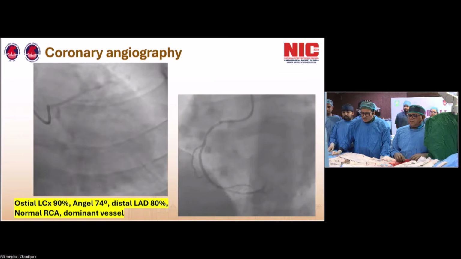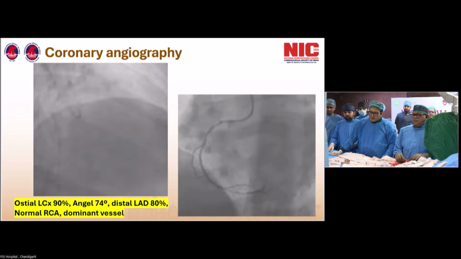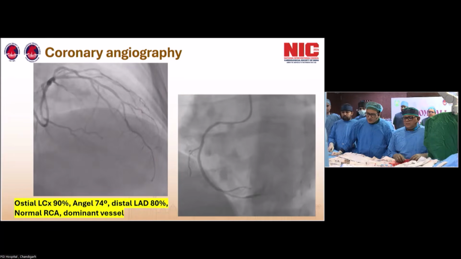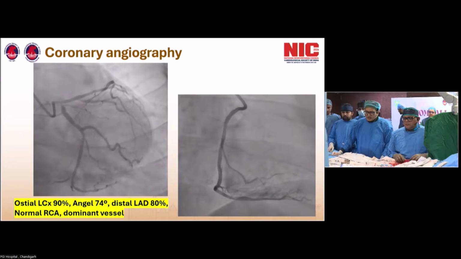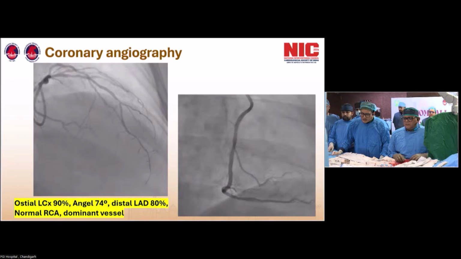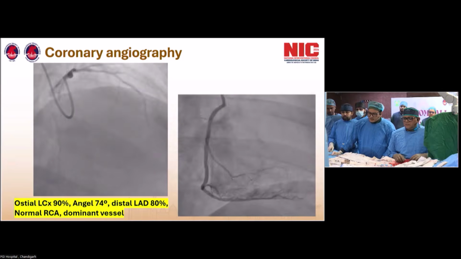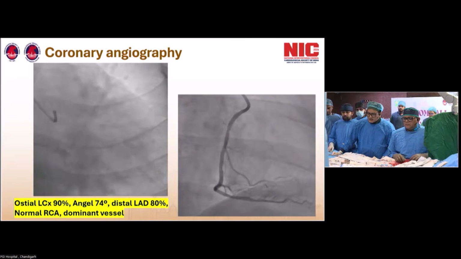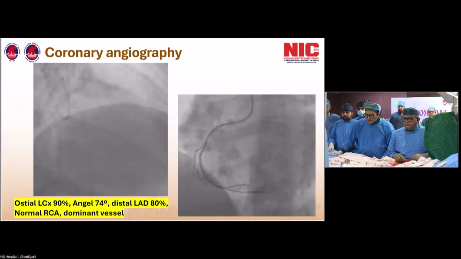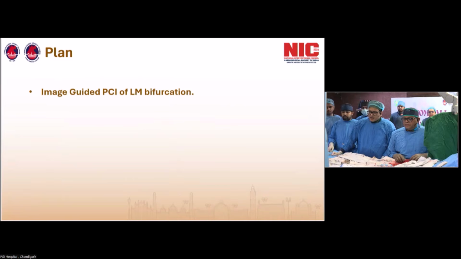So we did the angiogram. You can see the left main is fairly normal. Ostial LCX has a significant lesion, around 90%. The angle is 74 degrees. The distal LAD has a significant lesion, about 80%. RCA is normal and is the dominant vessel. So the plan is PCI of the left main bifurcation under image guidance.